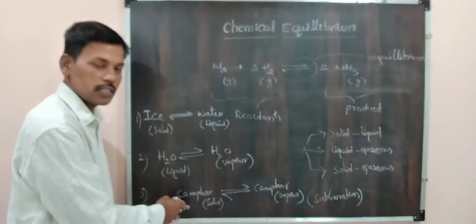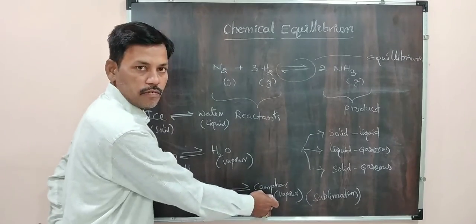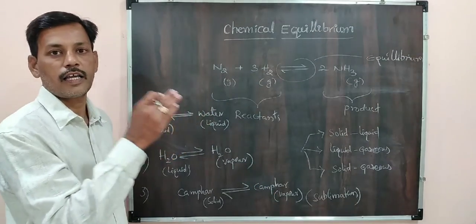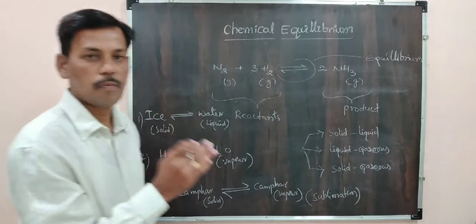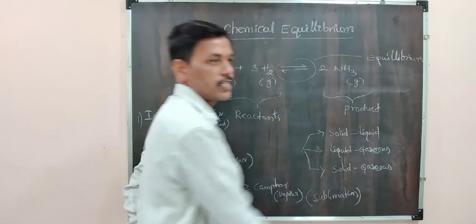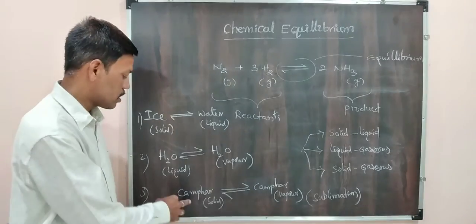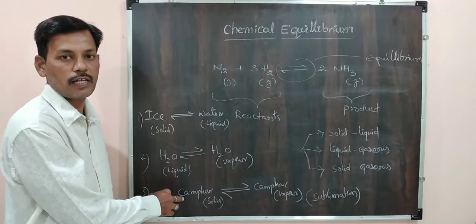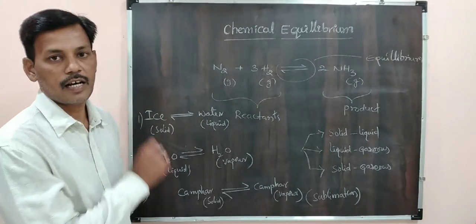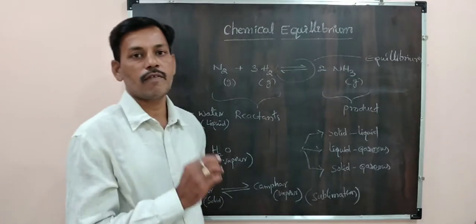So here this solid and vapor are both in equilibrium. Such a type of equilibrium is called solid-gaseous equilibrium, and we see this in camphor. So these are the processes of equilibrium.